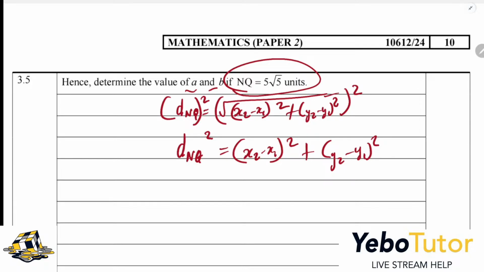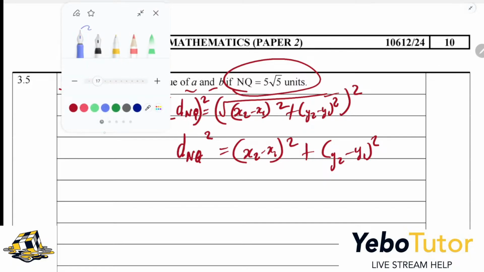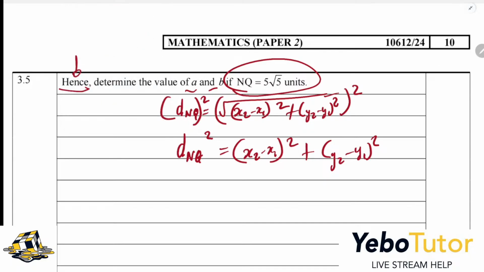So now our life is easy because we're already here above. The moment they say "hence," it means use what you have already above. So we know that our B is equal to 3 minus A. Since we know that, we can now solve any question, because we know what's happening and what's cooking over there.